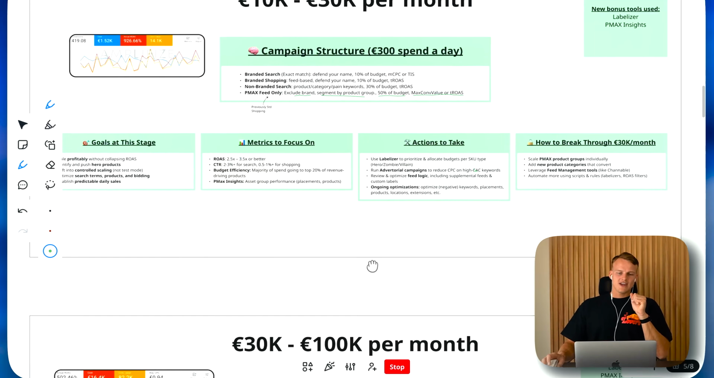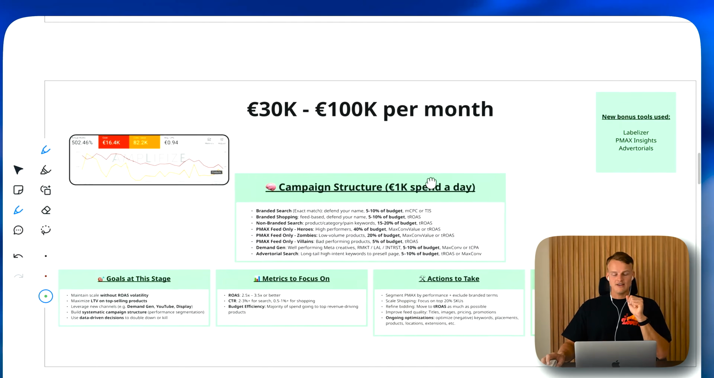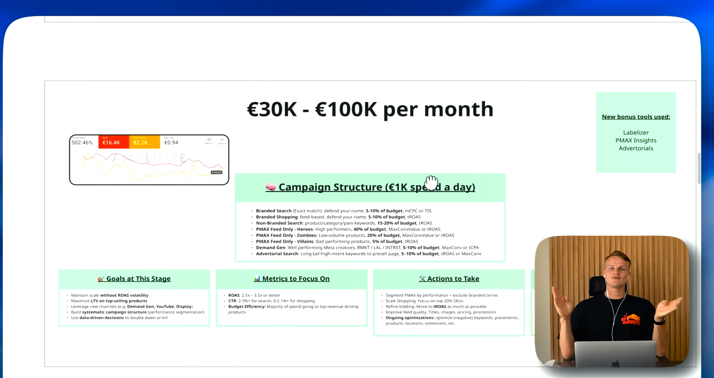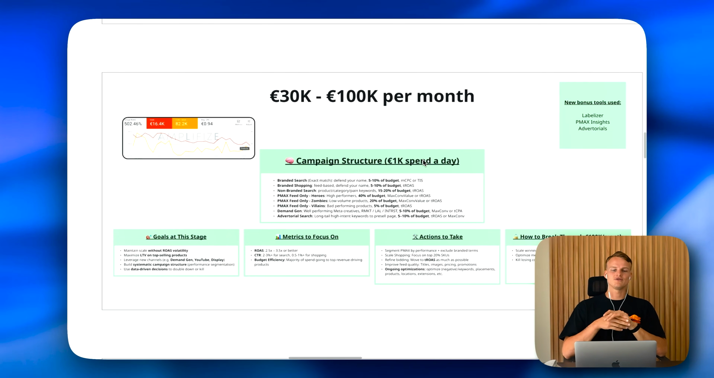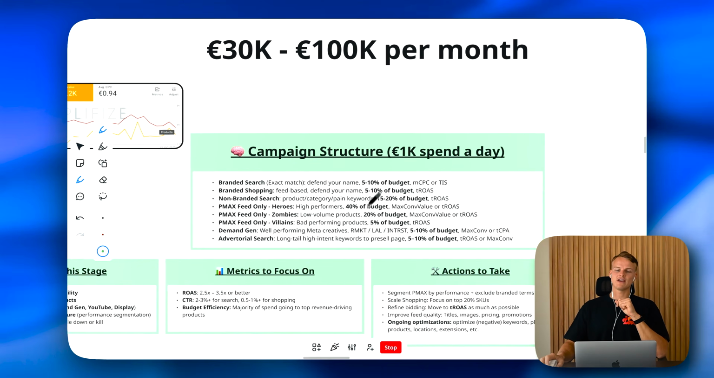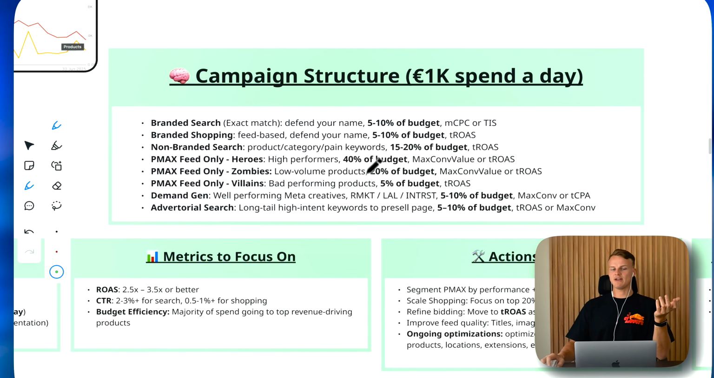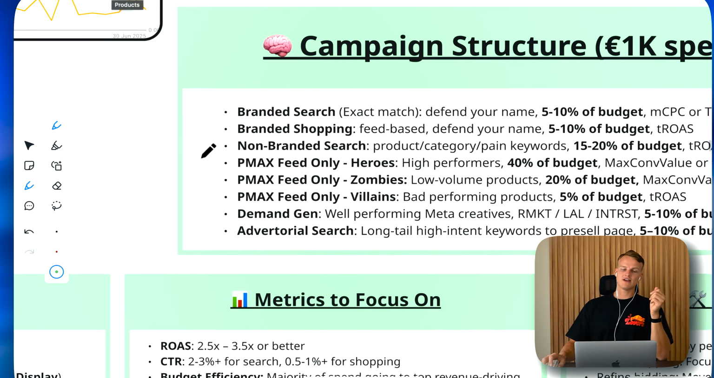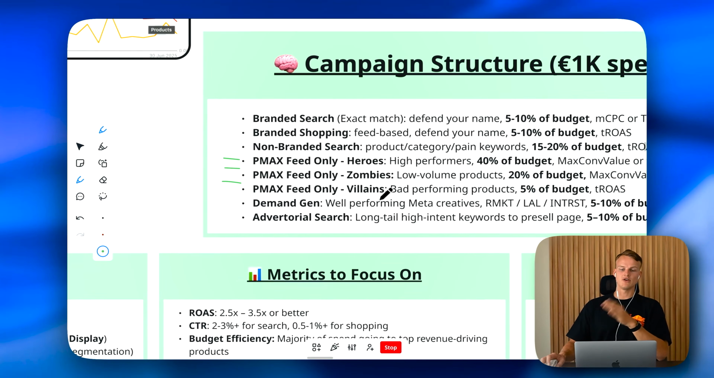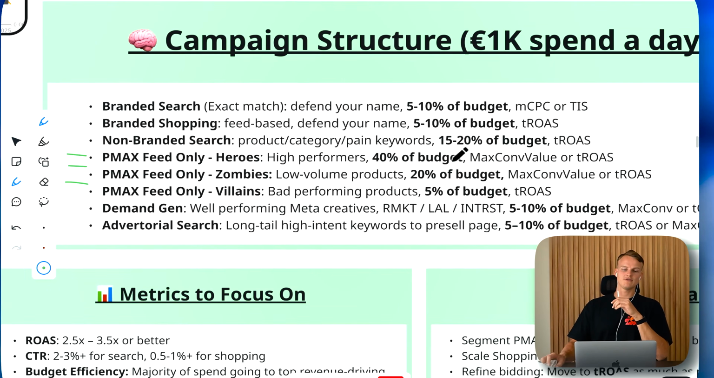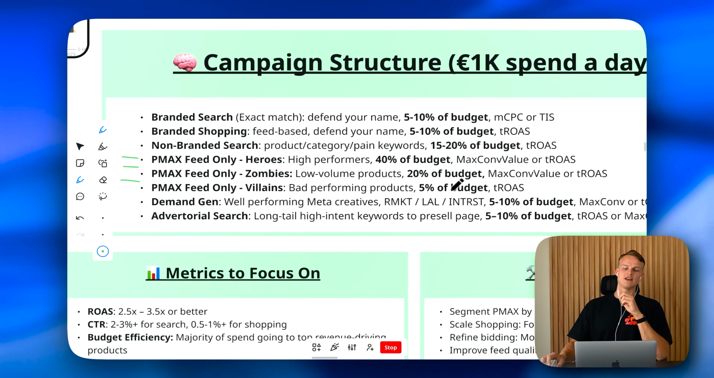When you've passed the stage of 30K per month, congrats, you have reached at least 1K a day. And now we're going to get to 100K a month. So how the campaign structure looks like here, up to 1K spend a day, is branded search, branded shopping, non-branded search. Then Performance Max, where you want to segment the Performance Max feed-only campaign in at least 3 campaign types: the heroes, the high performance; zombies, low volume products; and the villains, the badly performing products. And here's the budget breakdown. You can pause the video and use this as an indicator, depending on your budget, obviously.